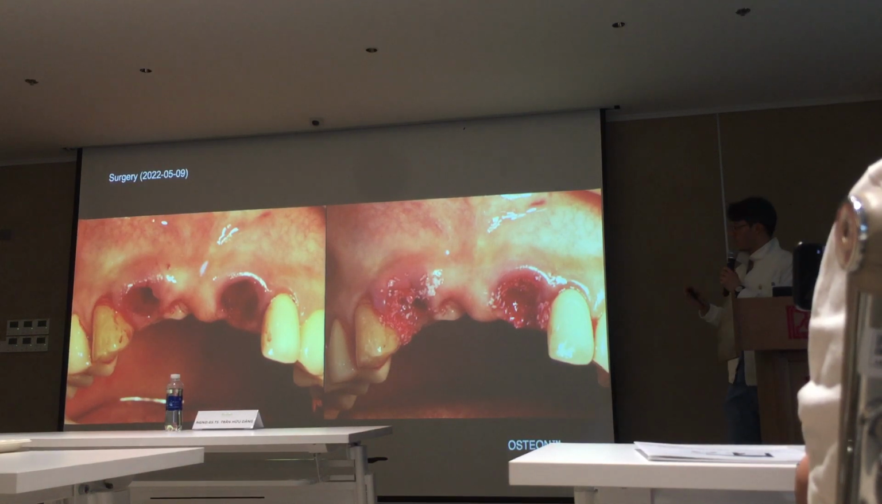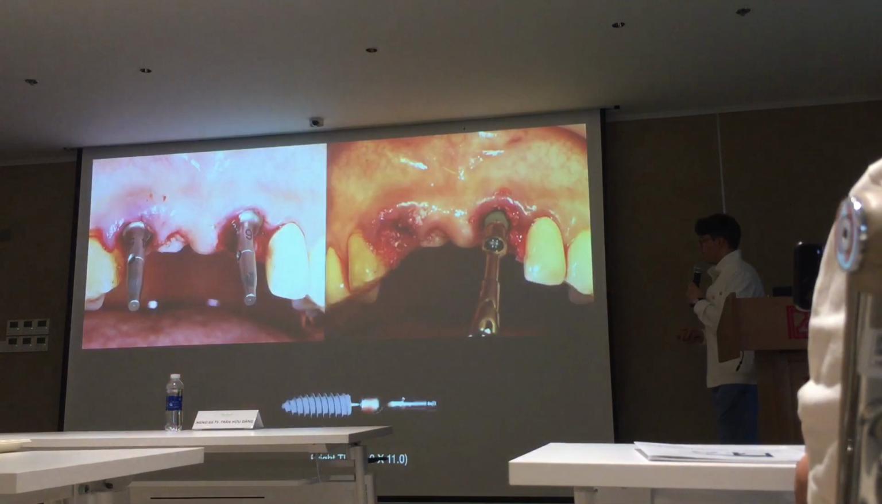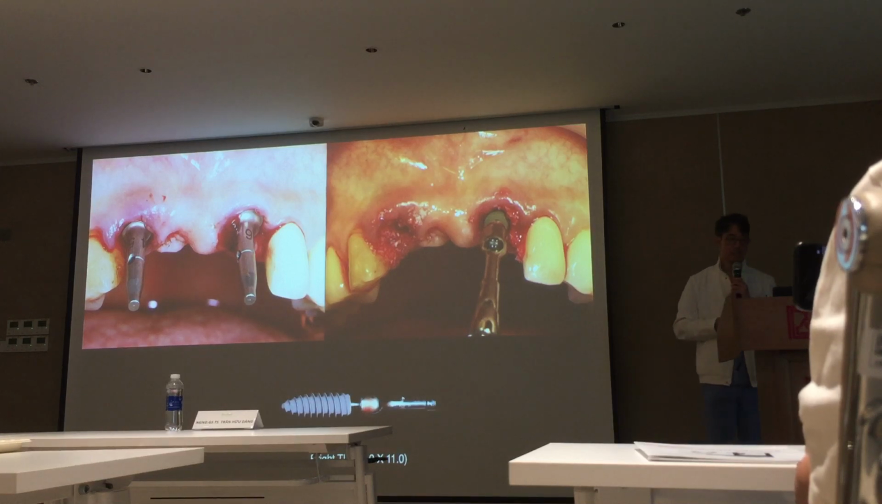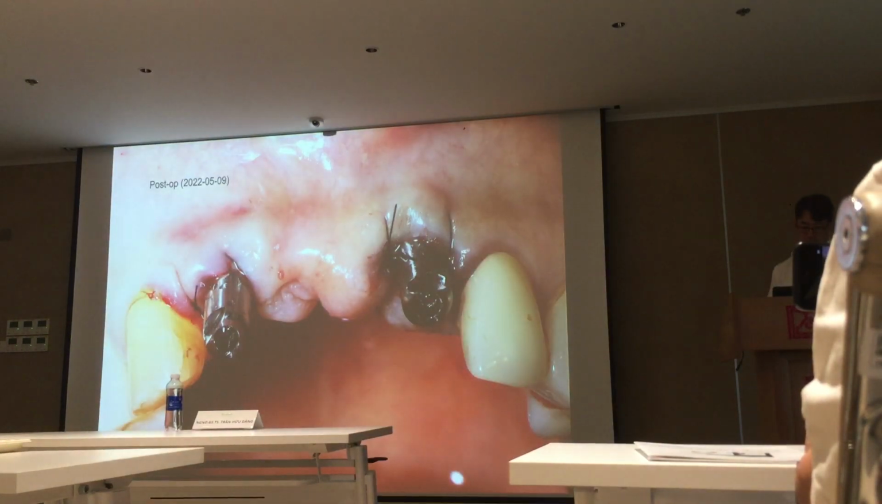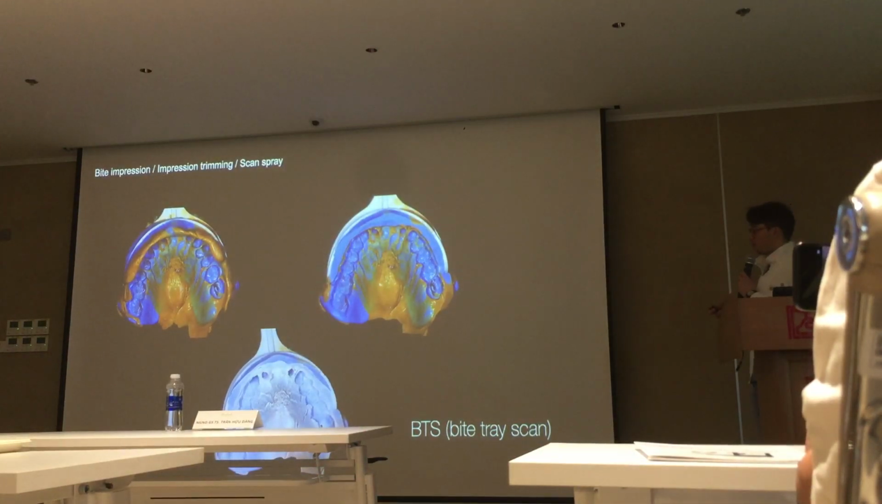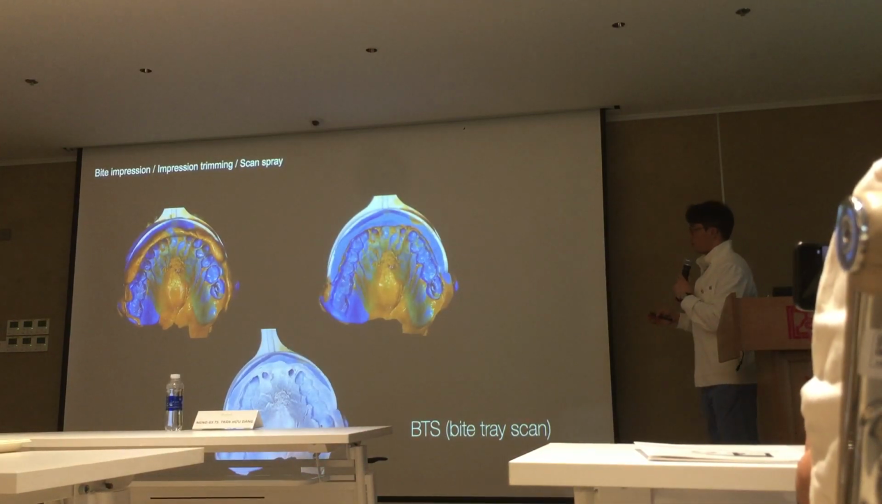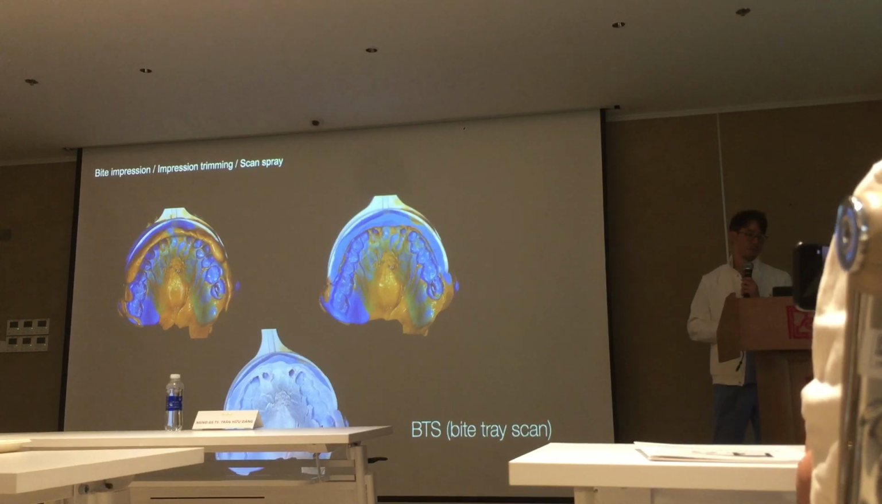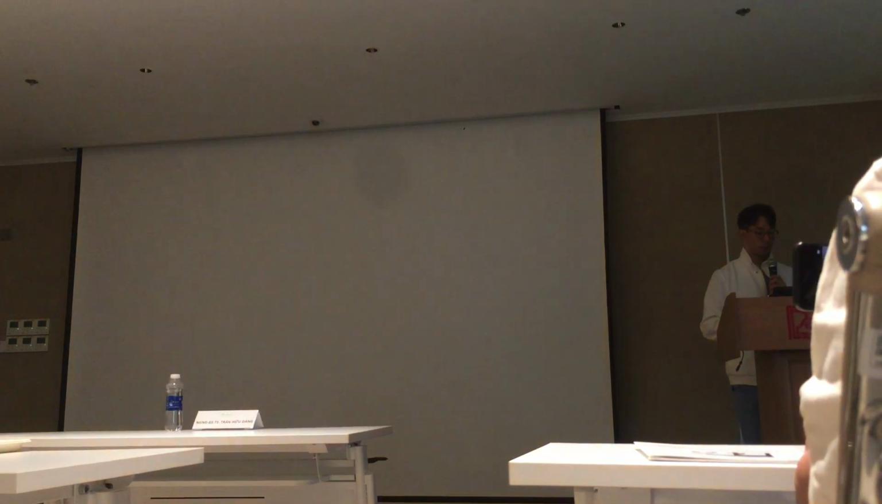So we did extraction and we did some bone graft. We placed two implants in those extraction sockets. And we connected the scan abutments. And we took the rubber impression, and then we scanned the impression. Tôi thực hiện lấy dấu truyền thống, sau đó tôi scan lại dấu này. So let me show you the video.